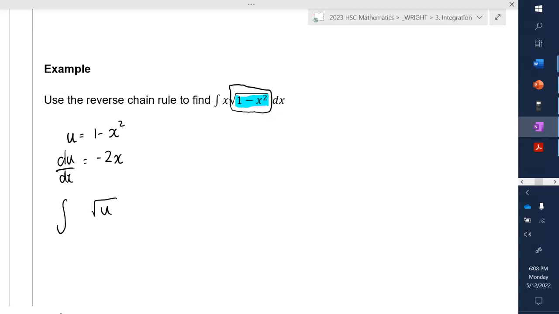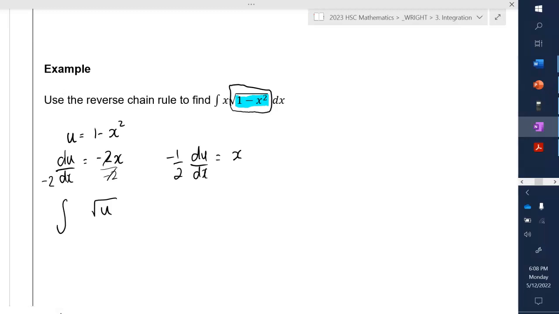Now my x, I want to substitute in x. Now I've got that du dx is equal to minus 2x. Now I'm going to do something that we've not done before. I'm going to get rid of that minus 2, and I'm going to be left with an x, because I want an x. So I'm going to divide by minus 2 on that side and minus 2 on that side. So what I'm going to get is that over here, minus a half du dx is equal to x.